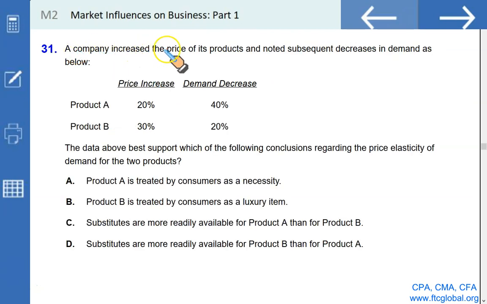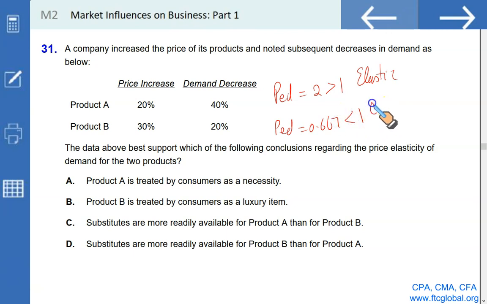A company increased the price of its products and noted subsequent decreases in demand as below. Product A: the increase in price was 20%, demand decreased 40%. If you calculate the price elasticity of demand by dividing the change in quantity by the change in price, it's going to be 2. That is clearly greater than 1, so it is relatively elastic. For the second item B, 20 upon 30, the price elasticity of demand would be 0.667, which is clearly less than 1, so it is relatively inelastic.